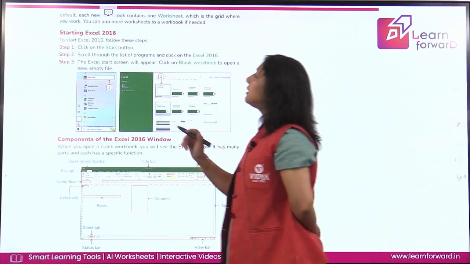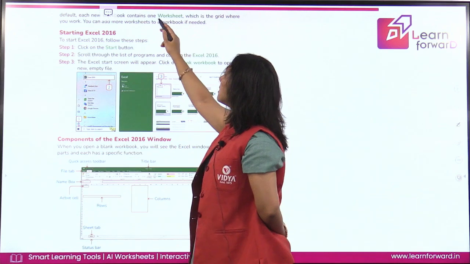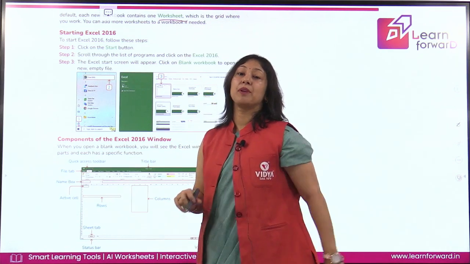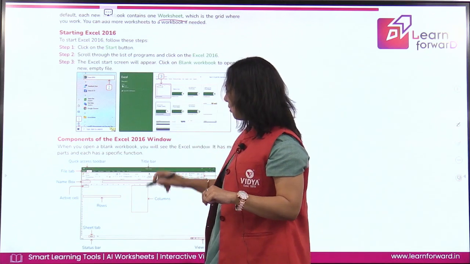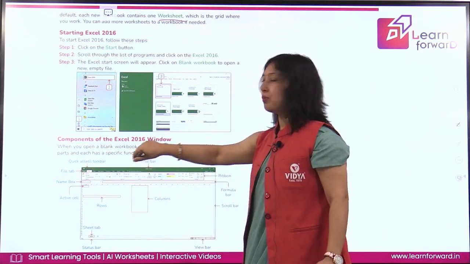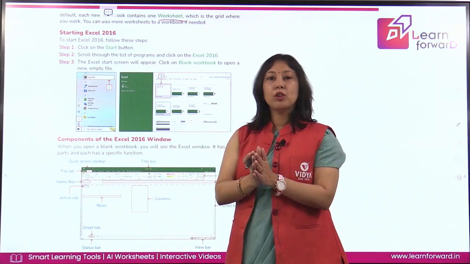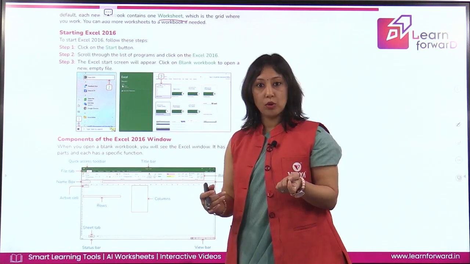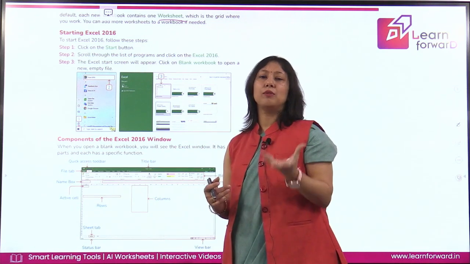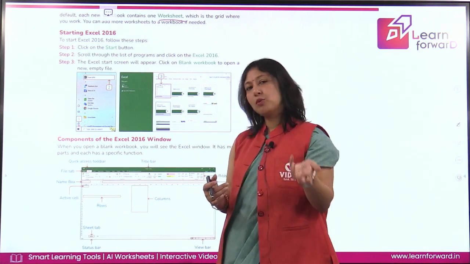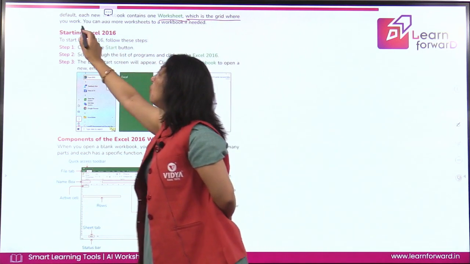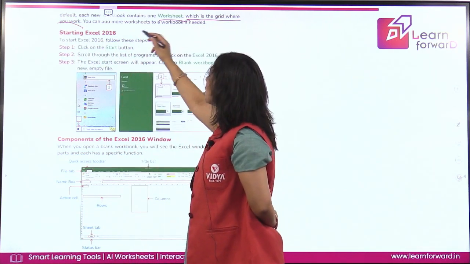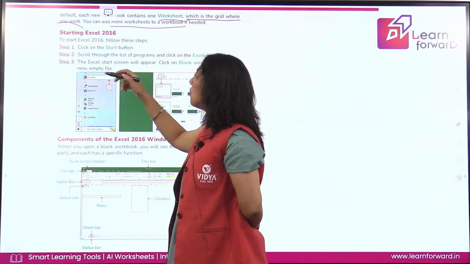By default, each new workbook contains a worksheet. What is a worksheet? Basically one sheet is known as a worksheet, and when we combine many worksheets together, it becomes a workbook. So you can say a workbook contains many worksheets, or the pages of your workbook are worksheets. A worksheet is a grid where you work. You can add more worksheets to your workbook.